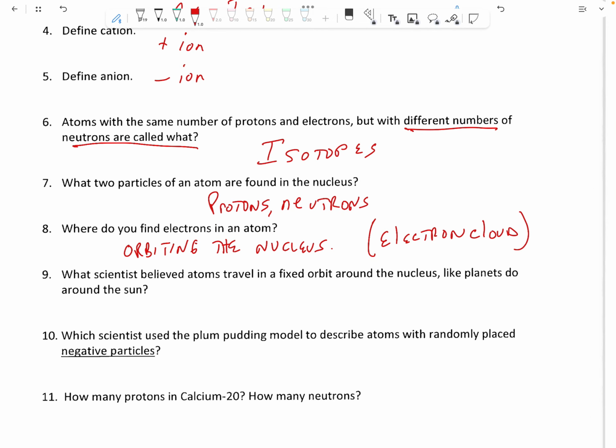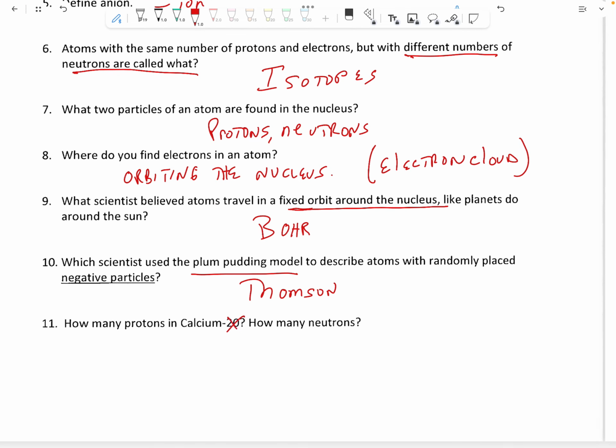The scientists that believed atoms traveled in a fixed orbit around the nucleus, like planets around the sun, that would be Mr. Bohr. The plum pudding model to describe atoms with randomly placed negative particles, that one belongs to Thomson.